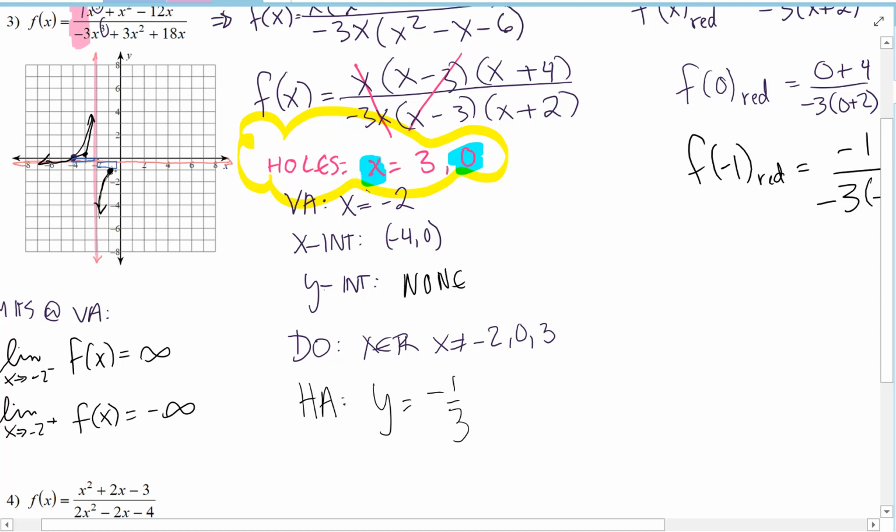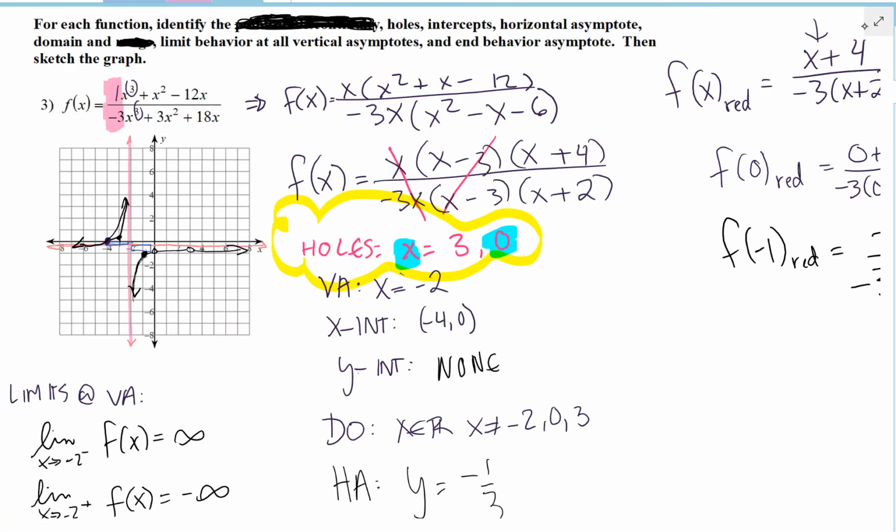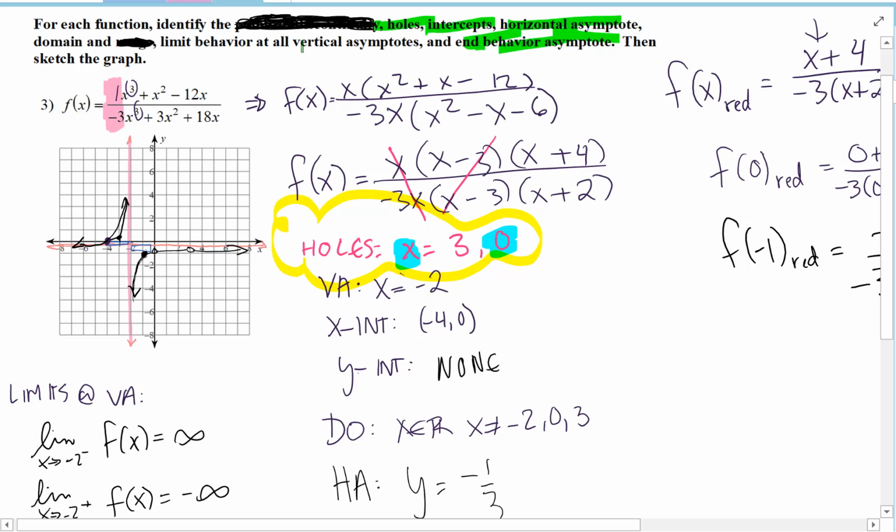Our curve continues toward this horizontal asymptote. So I'll put my hole here, and then a little further up when you get to 3. Remember to go back over those directions and make sure that you have written everything: holes, intercepts, horizontal asymptote, end behavior, vertical asymptote, limit behavior, and domain, and sketching that graph.